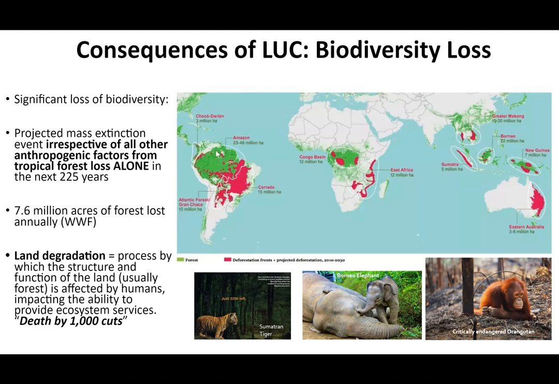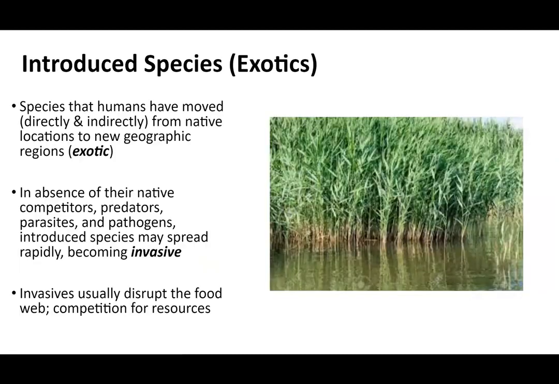And so by cutting down forests, we hurt the forest in the short term. We also hurt the forest in the long term. People have described this idea as death by a thousand cuts, because we're cutting down the forest, we're degrading the land, we're getting rid of the land. And again, we're just slowly, slowly eroding our forests. So that's our land use change.